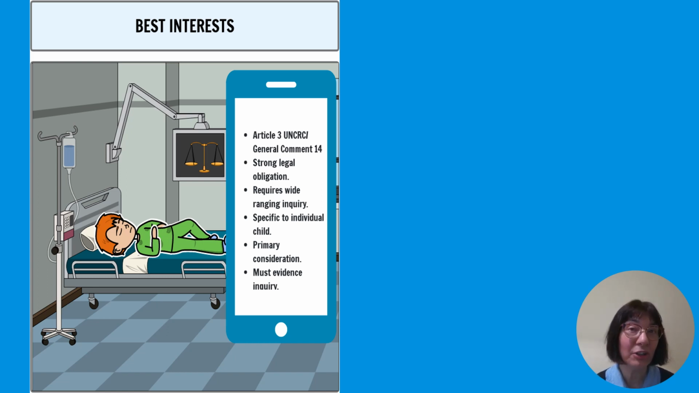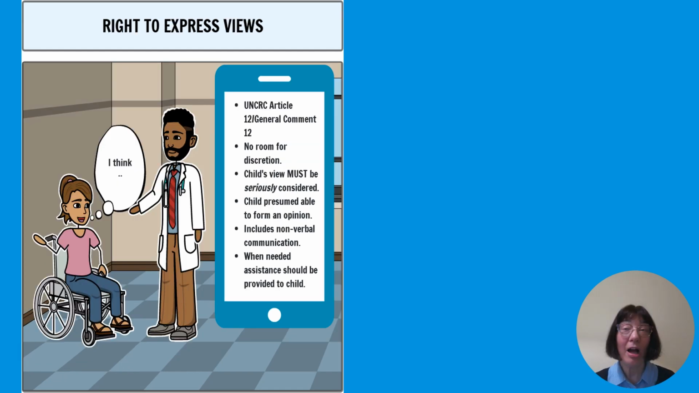Wide-ranging and comprehensive inquiry is needed. The expert committee suggests factors to consider. The child's views, wherever possible, should be properly considered. Children with disabilities should be assisted to engage. Article 12 is closely linked to this, being the rights of the child to express his or her views. A child should be able to express his or her views in accordance with their maturity or age. Guidance is given in General Comment 12.